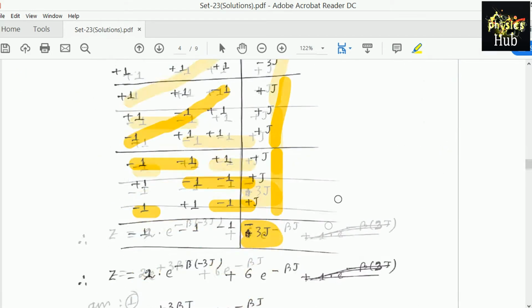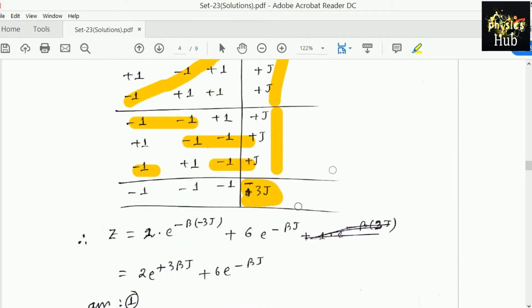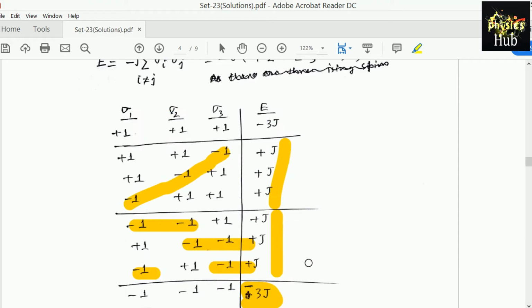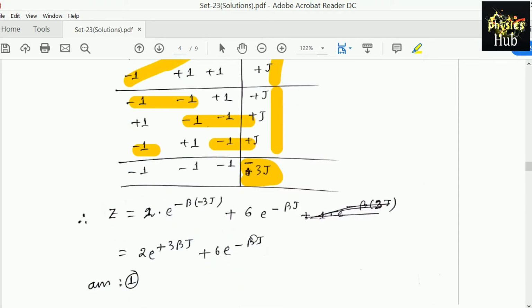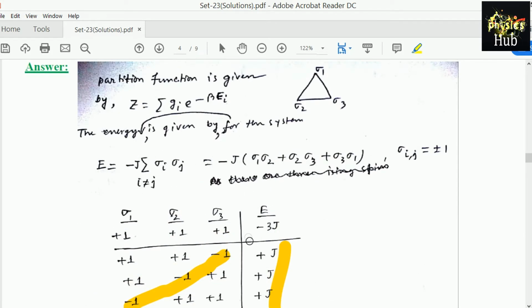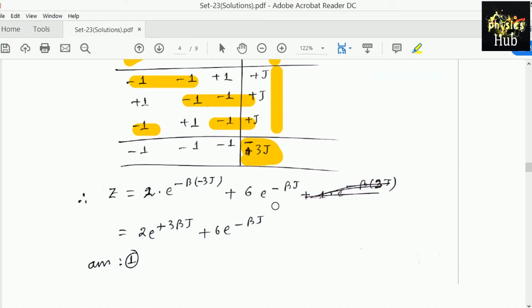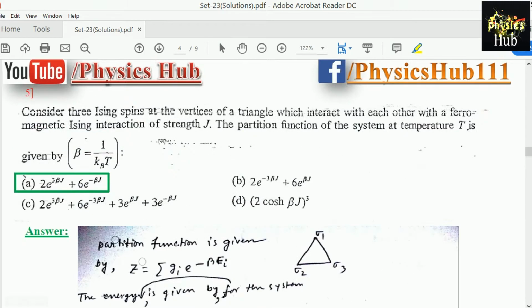Now look, minus 3J appears twice. So 2 into e to the power minus beta into E, E equal to minus 3J. And look, plus J appears 6 times, so the degeneracy is 6. 6 into e to the power minus beta into energy, energy J, so 6 e to the power minus beta J. So Z equals 2 e to the power plus 3 beta J plus 6 e to the power minus beta J. So it is matching with option 1. So option 1 is the correct option.